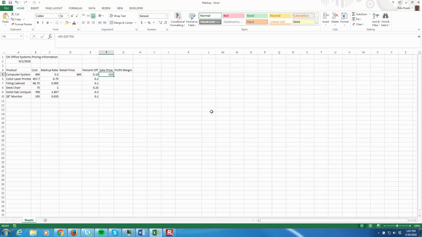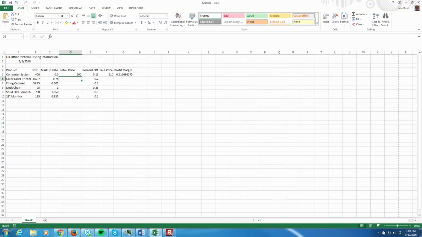Let's go ahead and finish off writing the formulas with a profit margin formula. In this case, the profit margin formula is going to be equals F5, or the sale price, minus B5, which is the cost, divided by F5, which is the sale price. And I get a profit margin of about 21%. So what I've done is I've written three formulas, one for retail price, one for sale price, and one for profit margin.